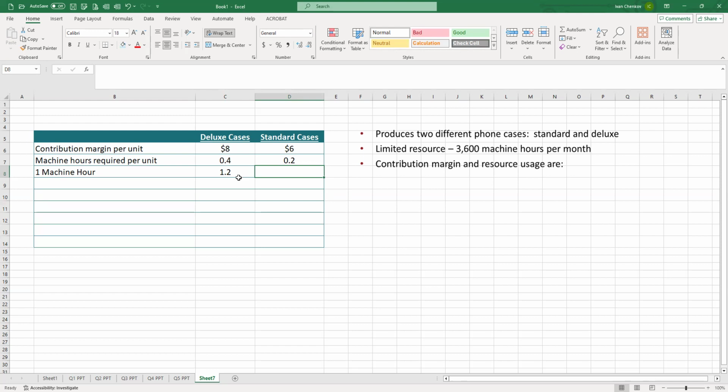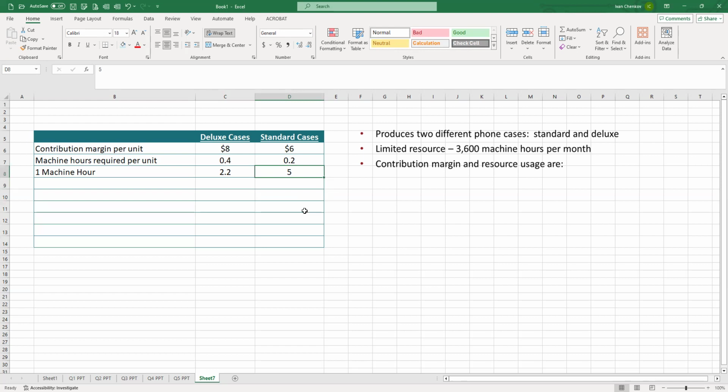Wait. No, that will be 2.2. 2.2 here, and here will be 5, right? Make sense? I don't know how you arrived at this 2.2 and 5.